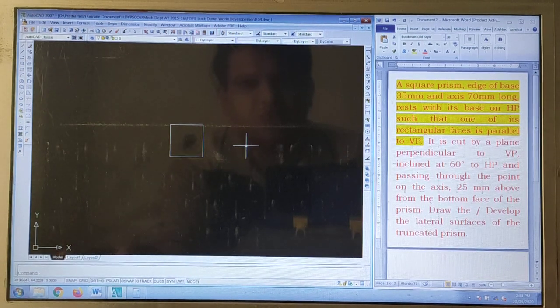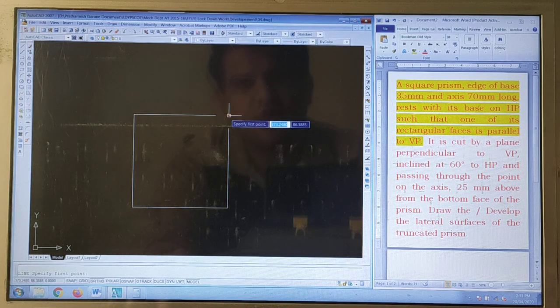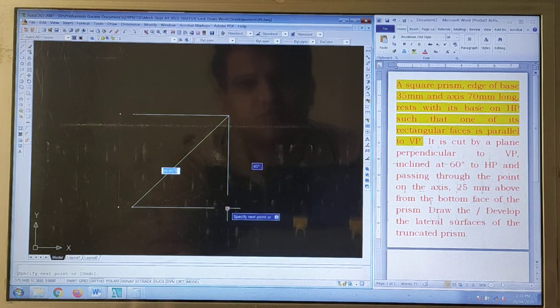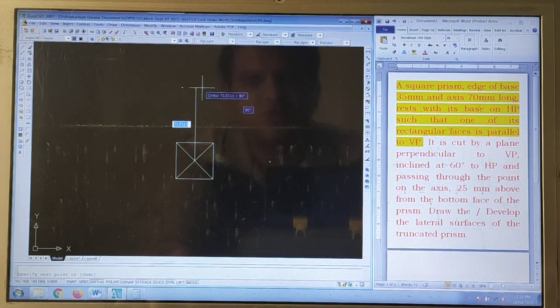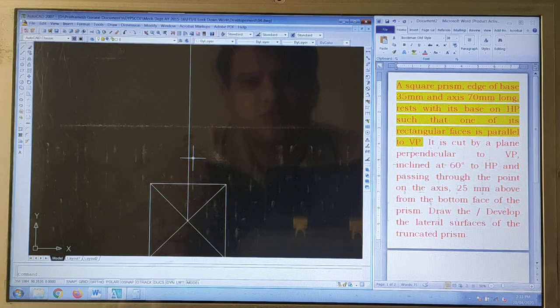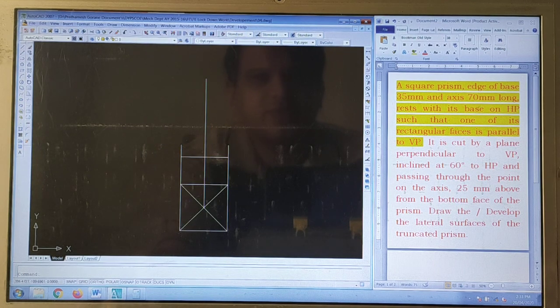Now this is the base. Now we need to locate its axis. For locating its axis, we must have its diagonals, through which we can draw the axis. Then we take the projections, and the axis height is 70 mm.